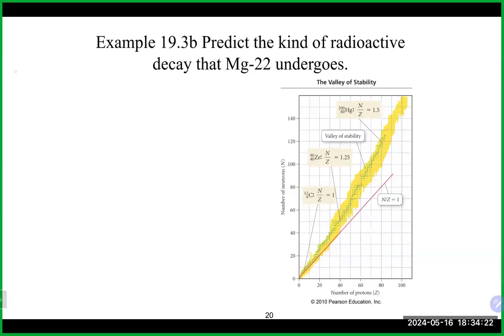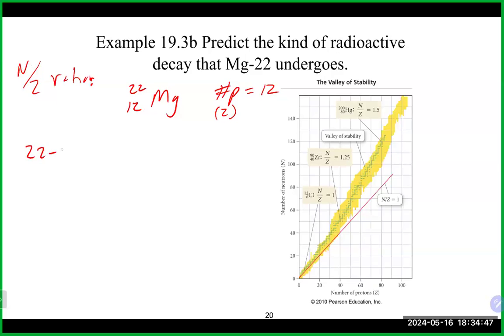First off, we're looking for our neutron to proton ratio here. So we have magnesium-22, which is our mass number. We could go to the periodic table and find that our atomic number is 12. That means our number of protons is 12. If we take 22 minus 12, that gives us our number of neutrons, which is 10. So if we take our neutrons divided by our protons, we get a ratio of 0.833.